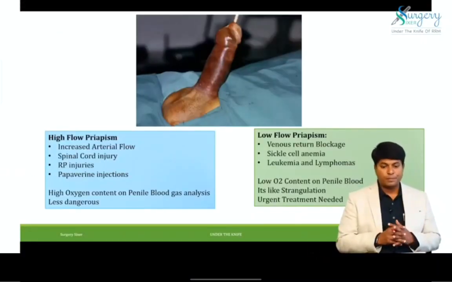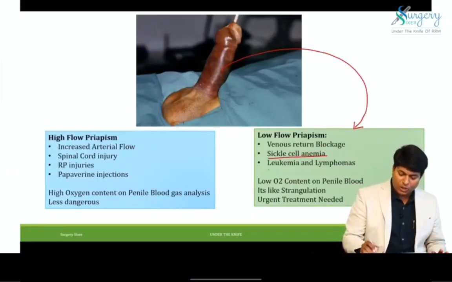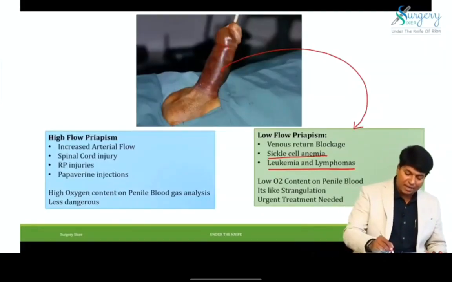So this is a typical priapism. You can see the penis is looking engorged, venous engorgement is coming. So this is a typical low flow priapism seen in sickle cell anemia, leukemia, and lymphoma. Urgent treatment needed. We have to immediately inject adrenaline in the penis.